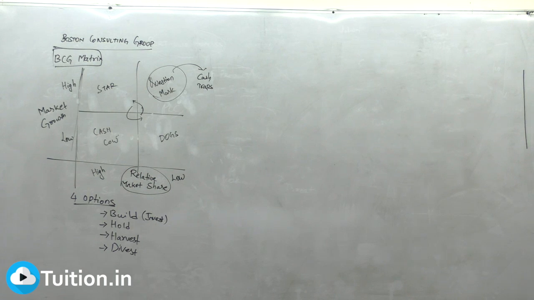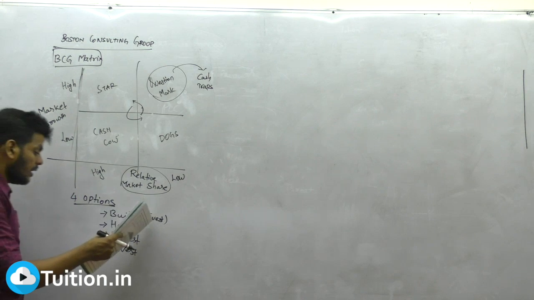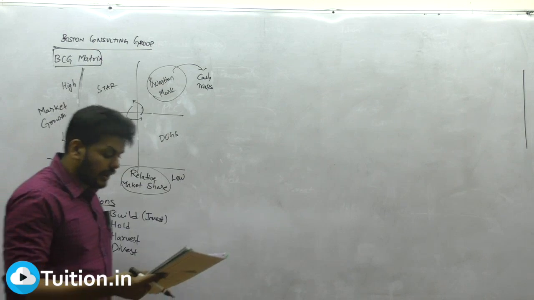Let's continue to read. What are the options available for us? Once the organization has classified the products or SBUs, it must determine what role each will play in future. There are 4 strategies you can use with them: build, hold, harvest and divest.